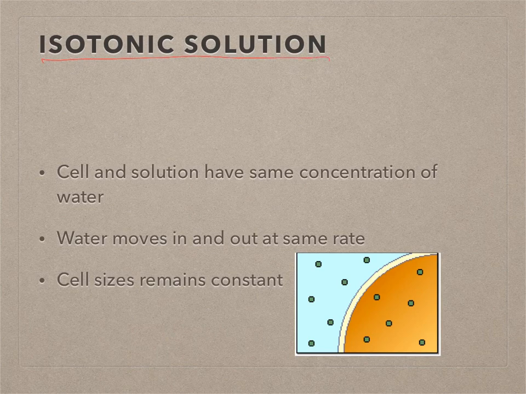Lastly, an isotonic solution: the cell and the solution around the cell have the same concentration of water, the same amount of water inside and outside the cell. So water moves out and water moves in at the same rate, and the cell size remains constant. The amount of water and the amount of particles are the same inside and out. So this would be an isotonic solution. Iso means same, so isotonic, the amount of dissolved particles would be the same. So the cell would stay the same size. Water moves in and out at the same rate.